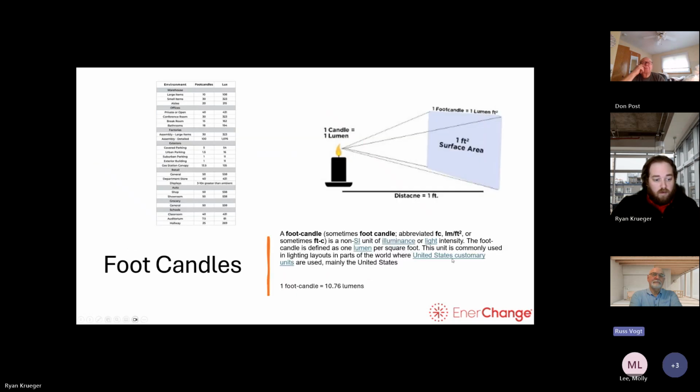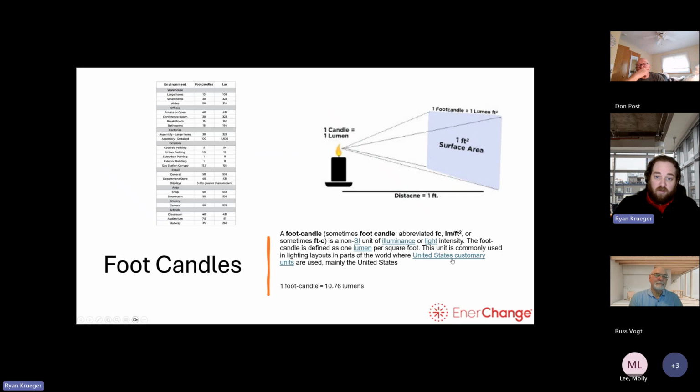Foot candles. So this is the metric for actually knowing how much light is hitting the ground. The technical definition is a foot candle is an SI unit of illuminance or light intensity. The foot candle is defined as 1 lumen per square foot. This unit is commonly used in lighting layouts in parts of the world where United States customary units are used. But 1 foot candle equals 10 lumens.